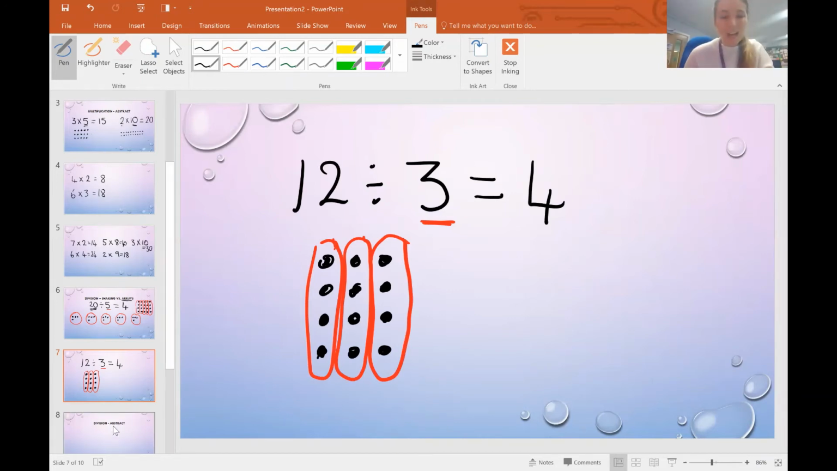Okay, so we don't actually have to draw out an array to work out our division. We can use our number facts again. So let me show you how that works. And then if you feel confident doing that, you can have a go doing it with your number facts. If you don't feel confident, you can just draw it out like this to work out your answer. It's totally up to you.